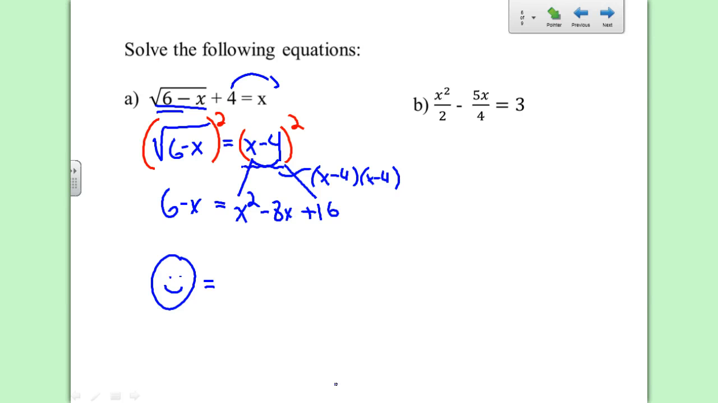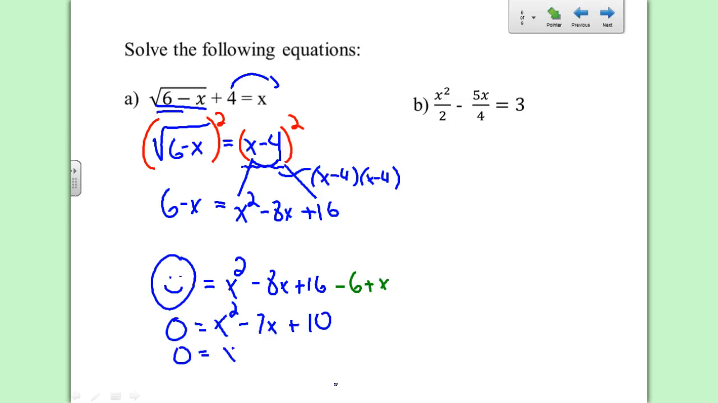I want to give them two i's. So x squared minus 8x plus 16 is joined from the other side by a minus 6 and a plus x. And in doing that, we now get 0 equals x squared. How many x's? Minus 7x plus 10. So 0 equals, that's a simple trinomial, x minus 5 times x minus 2, and therefore x equals 5 or x equals 2.